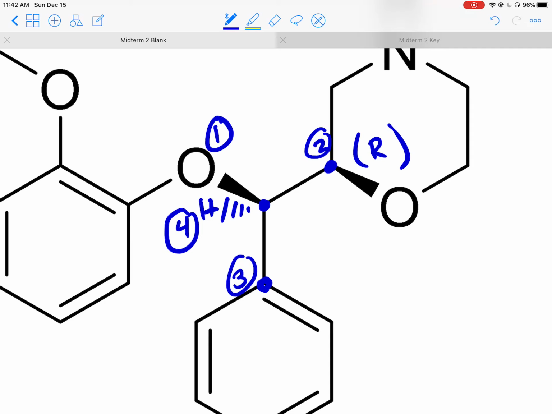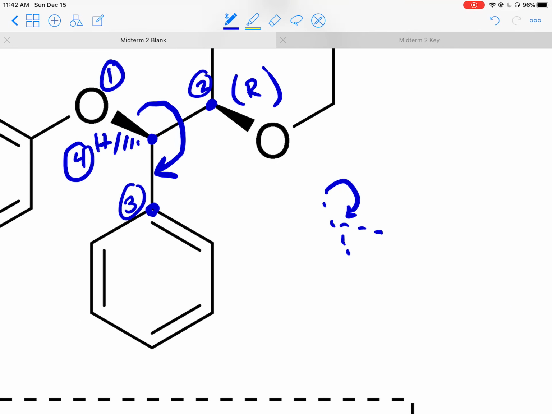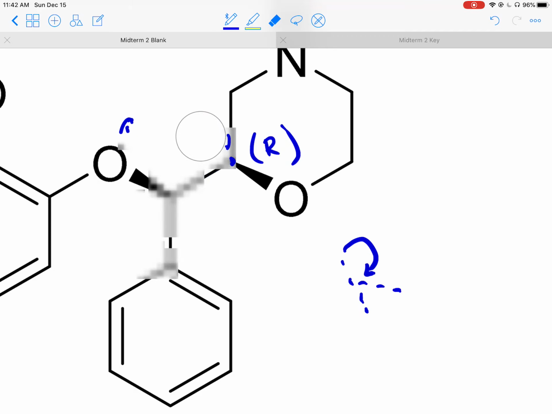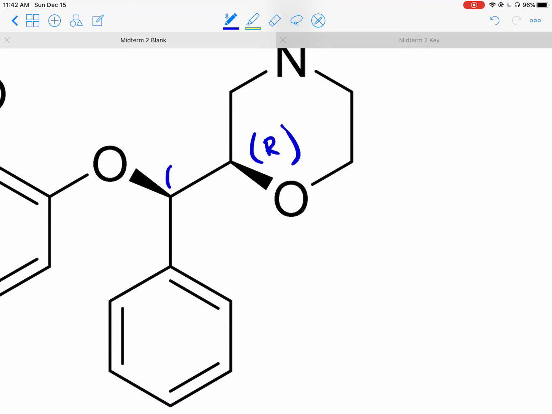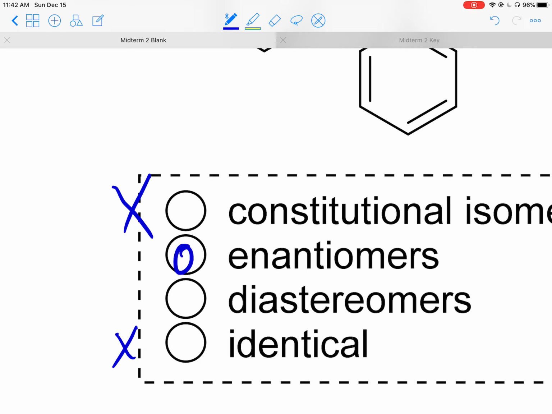Then if we draw an arrow from 1 to 2 to 3, that's going to be in an R shape. And the 4th priority is in the back, so that really is an R. We don't have to switch anything. So both of the stereocenters are R. So that's going to be enantiomers because both of the stereocenters in the molecule are switched.